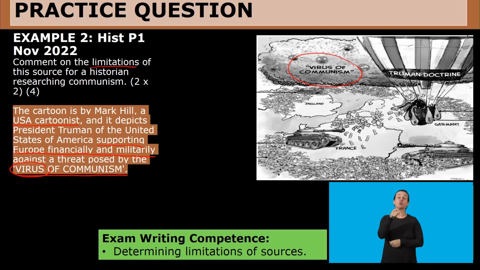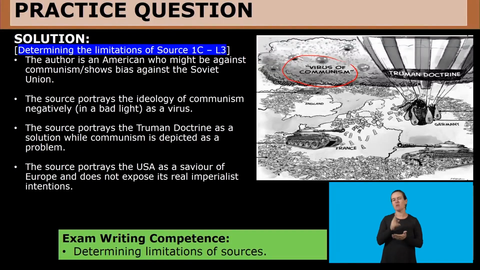So now comment on the limitation of this cartoon. So looking at the possible solutions, the first one is the author is an American. So that was in the caption. That is a limitation. So he is an American who might be against communism, therefore shows bias against the Soviet Union. Another possible response you can give there is that the source portrays the ideology of communism negatively or in a bad light as a virus.